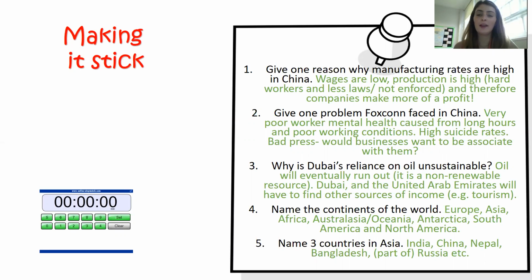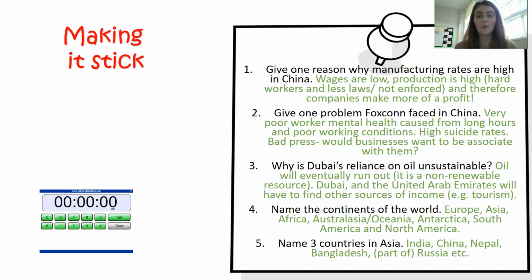So we've got number 1. Give one reason why manufacturing rates are high in China. So the wages are low, production is very high because they're very hard workers, and there's less laws to do with working hours. And if there is laws, they're not really enforced, and therefore companies make more of a profit.